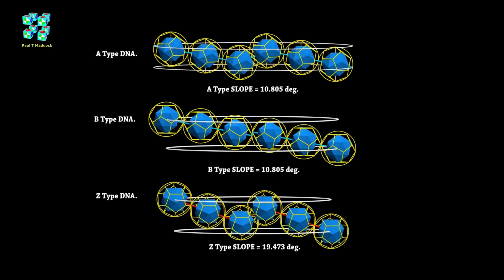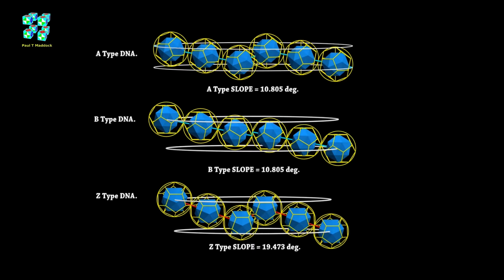Now notice that the slope angle of A-type DNA and B-type DNA matches the same angle. Now look at A-type DNA. The vertices of the icosa form the slope angle. Now look at B-type DNA. The faces of the blue dodecas form the slope angle. But if you look at the yellow outline of the dodeca, the vertices form the slope angle.